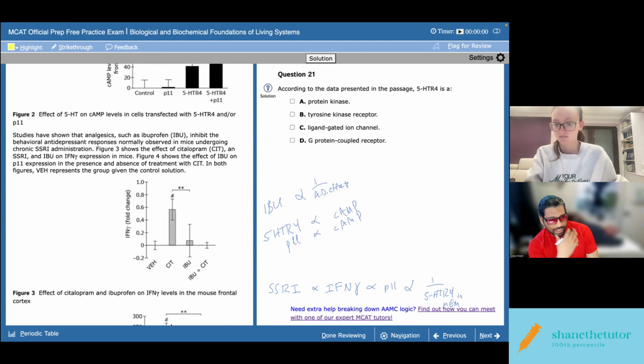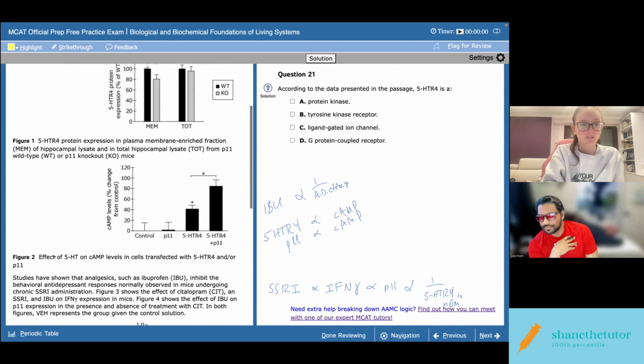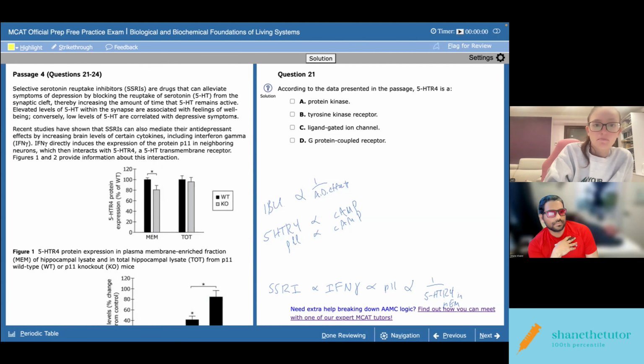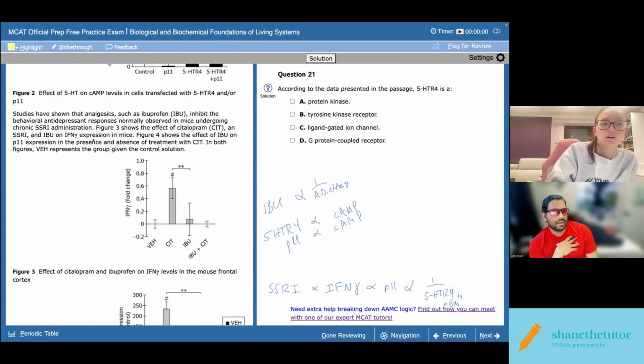When you say that, because ibuprofen is just like, I know what it is. It's taking away inflammation and stuff, but look at what can mediate their antidepressant effects, including interferon gamma, IFNY. So, inhibit the behavioral antidepressant responses. So there seems to be some sort of relationship.